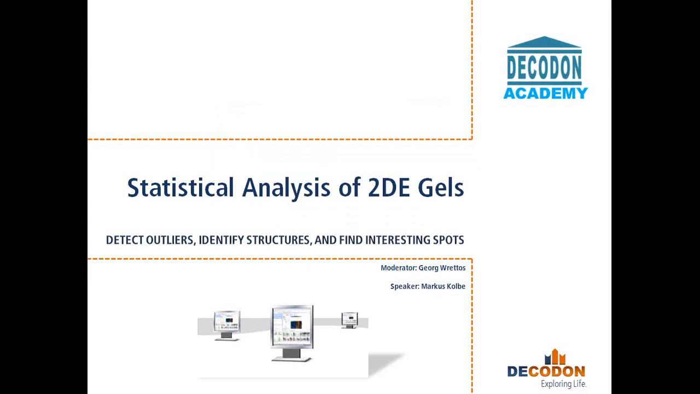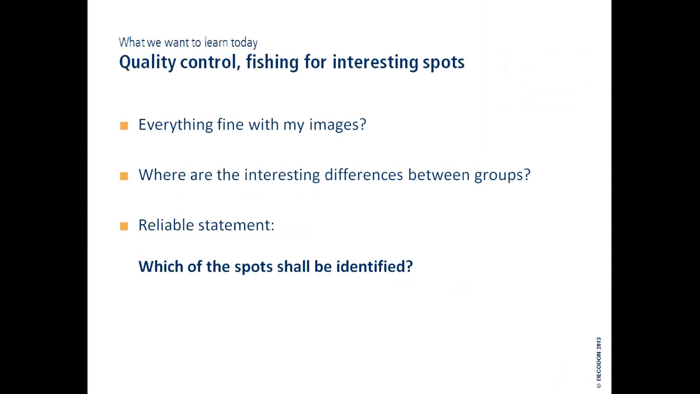What are we talking about? We want to detect outliers, identify structures, and find interesting spots. What does that mean? The questions that we are asking are: is everything fine with my images? Where are the interesting differences between groups? And this can be a rather complex question because you might not only have two groups.